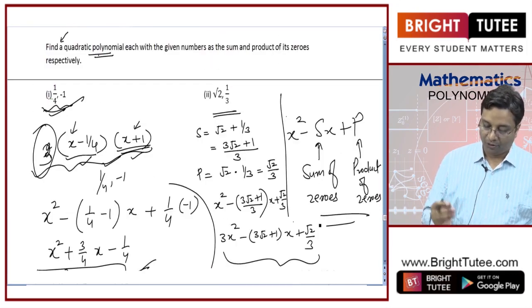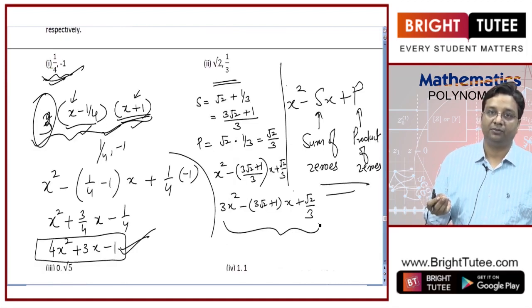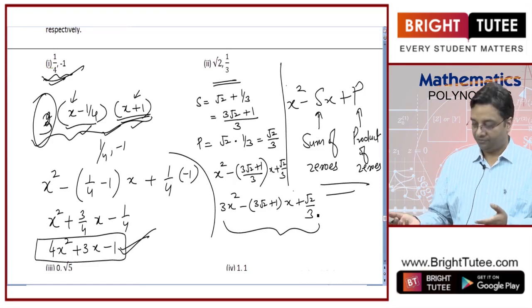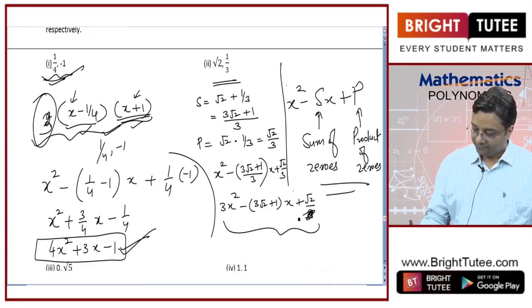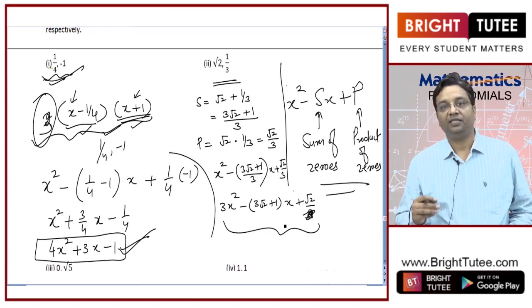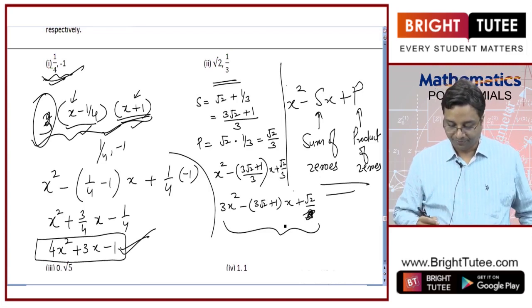quadratic polynomial. This is one of the quadratic polynomials because I can also multiply it by 2, 3, 4, right. So it will keep giving me other quadratic polynomials with the same zeros.